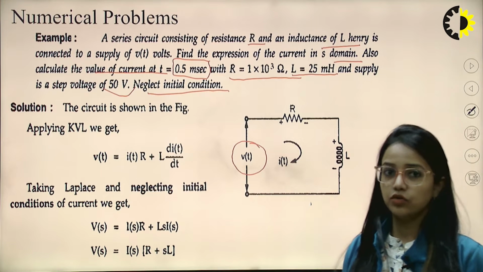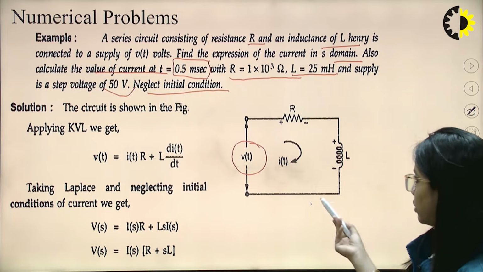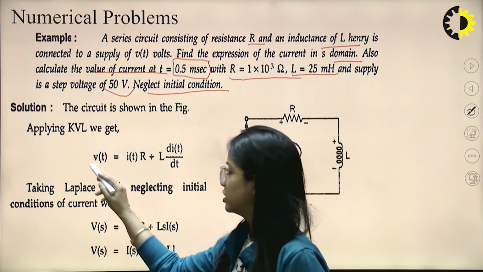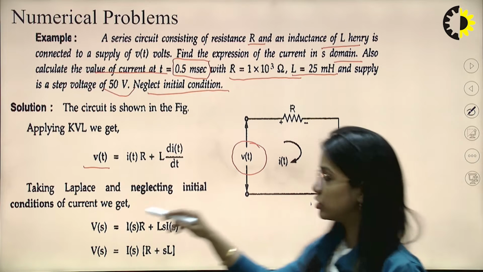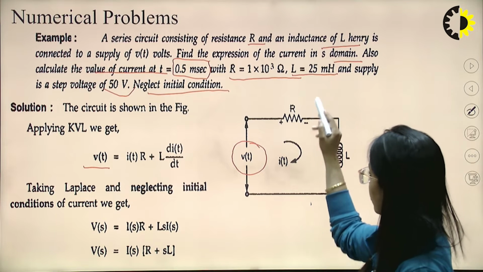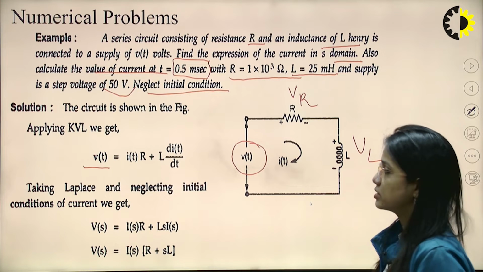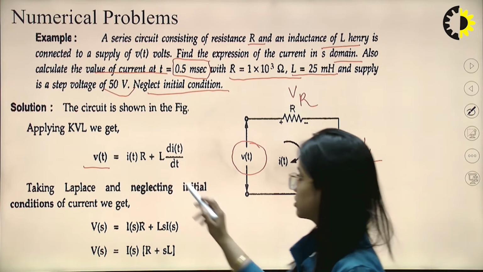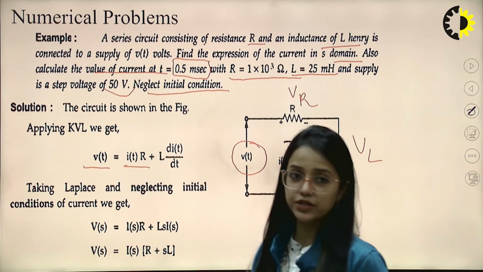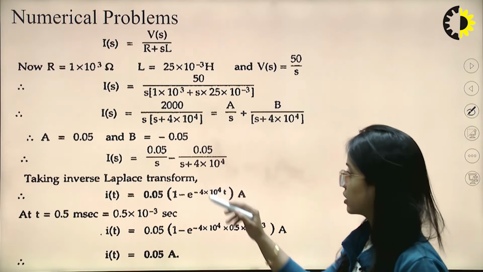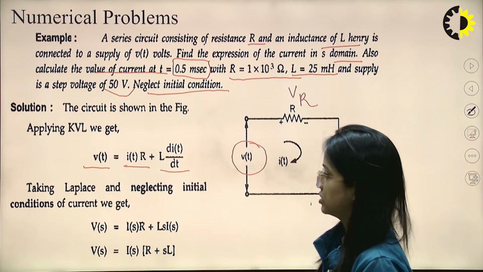Now, this is an electrical network where we can very well apply KVL. So the input Vt will be equal to the drop across this resistor and the drop across this inductor. The drop across the resistor will be I into R and the drop across the inductor will be L di by dt.